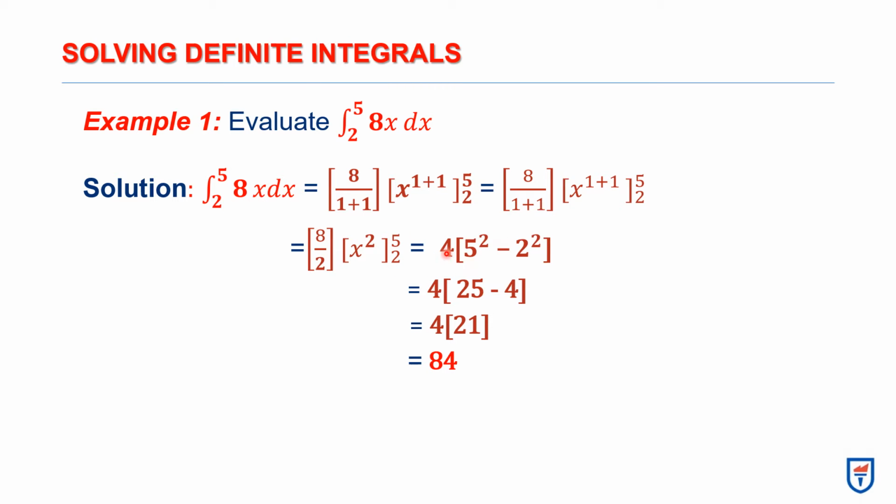So we end up having 5 squared, which is our upper limit, in place of x, minus the substitution of the lower limit, which is 2. We end up having 2 to the power 2. It gives us 5 to the power 2 minus 2 to the power 2, which becomes 25 minus 4, which gives us 21. Now we say 4 times 21, which gives us 84, our definite value of this integral of 8x dx with an upper limit of 5 and a lower limit of 2.